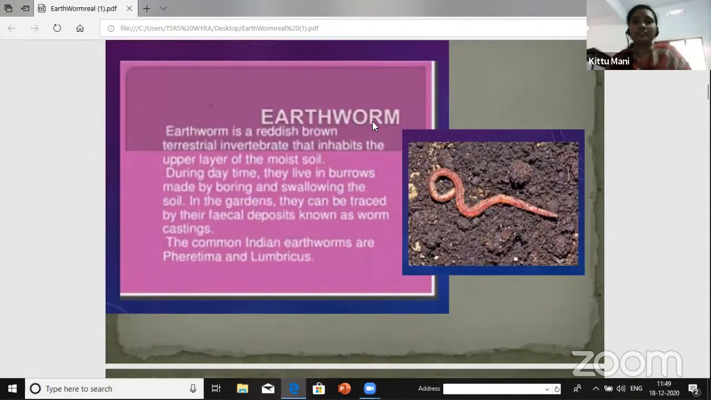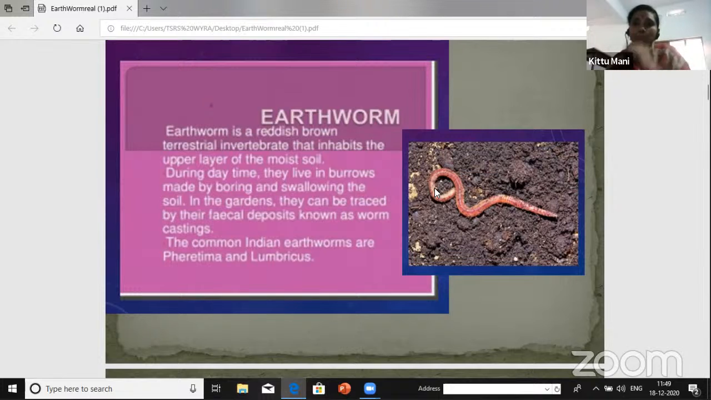Here, the earthworm. The earthworm is a reddish brown terrestrial invertebrate that inhabits the upper layer of the moist soil. During the daytime, they live in burrows made by burrowing and swallowing the soil. Here, we will observe the earthworm in reddish brown color. We have already seen it in our surroundings. In which color, students? Reddish brown color. It is a terrestrial invertebrate and it inhabits the moist soil.